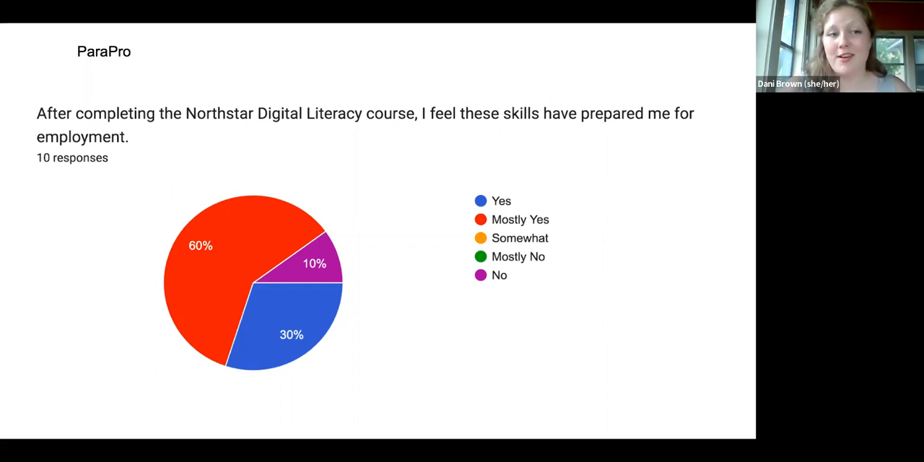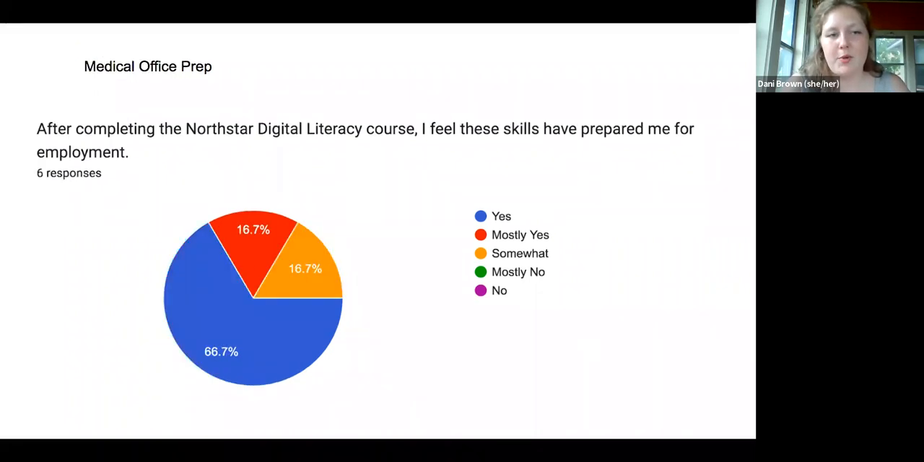So speaking of which, the parapro class had a little bit more mixed results about whether the skills prepared them for employment. 1 person said no, 30% said 100% yes, and then the rest of the learners said mostly yes. And then if we compare that to the medical office prep learners, you'll see it's still mixed results. So we still had mostly yes and yes as the majority of the block. And then somewhat, at least 1 person who said somewhat.